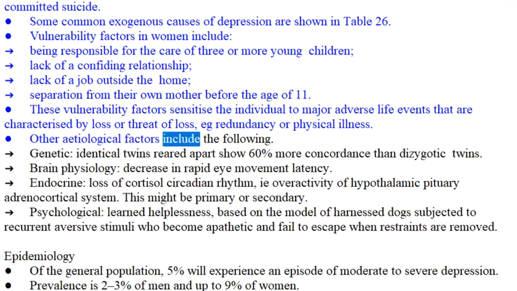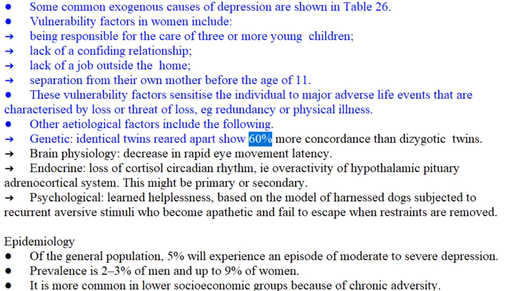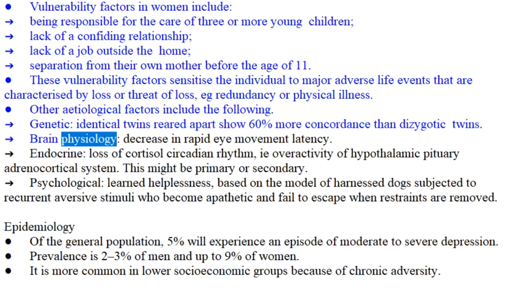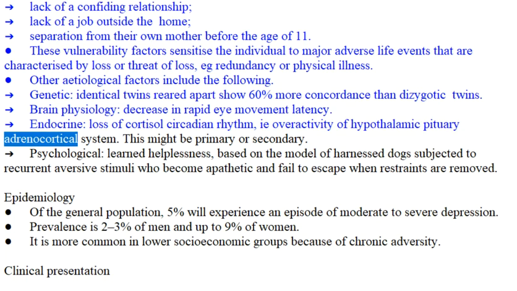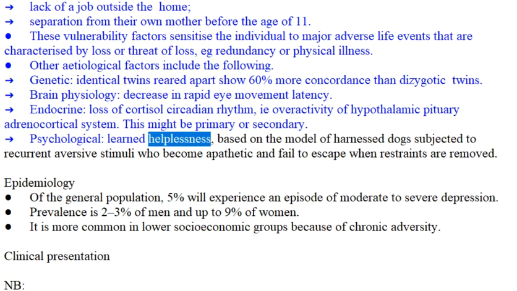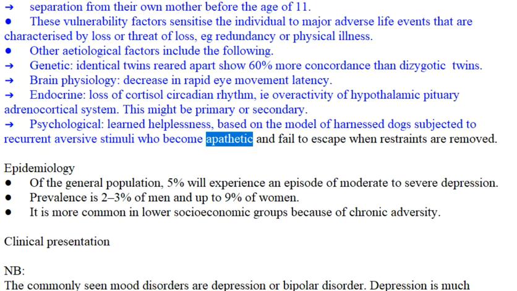Other etiological factors include the following. Genetic. Identical twins reared apart show 60% more concordance than dizygotic twins. Brain physiology. Decrease in rapid eye movement latency. Endocrine. Loss of cortisol circadian rhythm, i.e. overactivity of hypothalamic pituitary adrenocortical system. This might be primary or secondary. Psychological. Learned helplessness, based on the model of harnessed dogs subjected to recurrent aversive stimuli who become apathetic and fail to escape when restraints are removed.